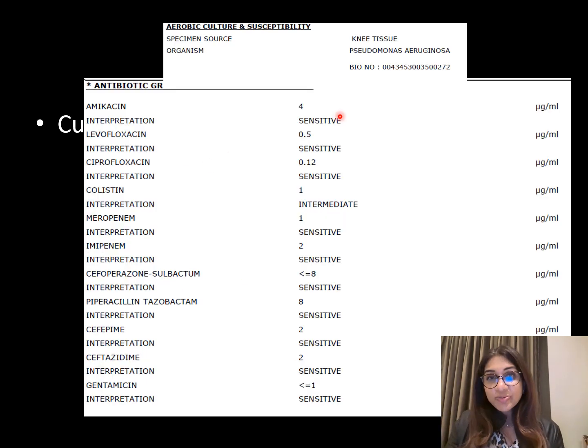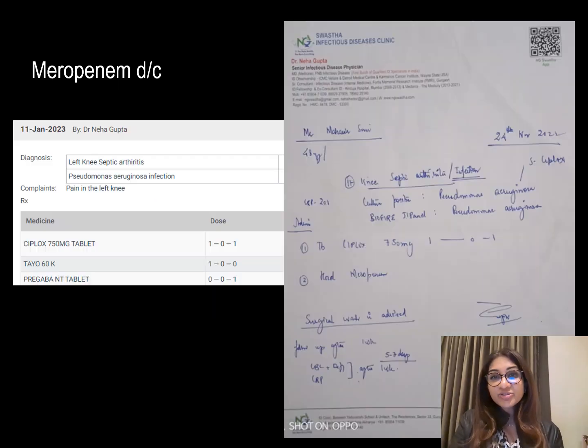When the cultures were obtained, the tissue fluid also grew Pseudomonas aeruginosa, and this was susceptible to ceftazidime, also to ciprofloxacin. So combining all the lab results, which includes the PCR as well as the culture results, the clinical impact was that we discontinued meropenem and started this patient only on ciprofloxacin, which is definitely a very cost-effective antibiotic as compared to the IV medications. So it saves the cost of the patient if susceptible.